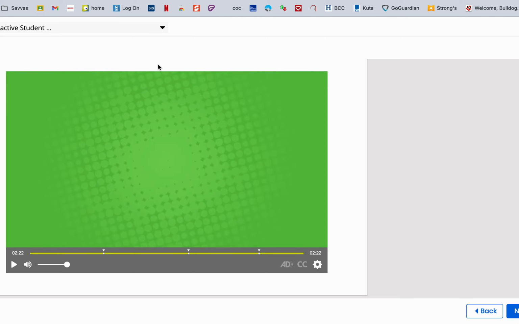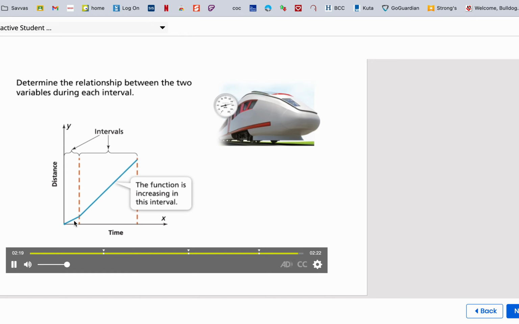Okay, so the whole point of this lesson is to identify increasing and decreasing intervals on a graph. Looking at this graph, both of these sections are increasing, because as time goes up, distance goes up. As time goes up, distance goes up. So they're both increasing, but this one is increasing at a faster rate. It's increasing quicker. So both are increasing, but one is faster than the other.